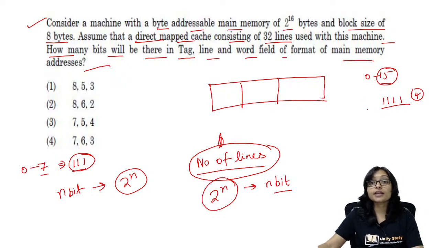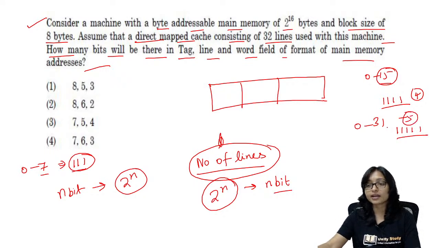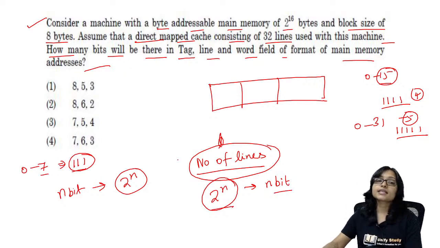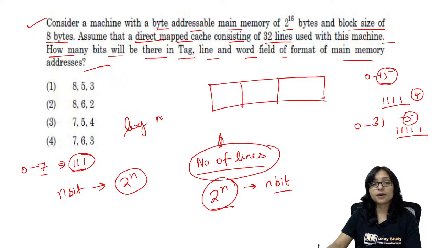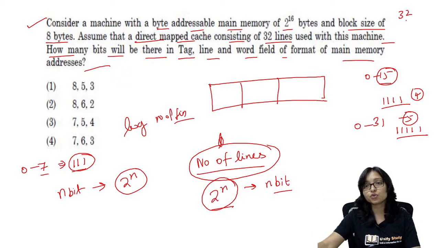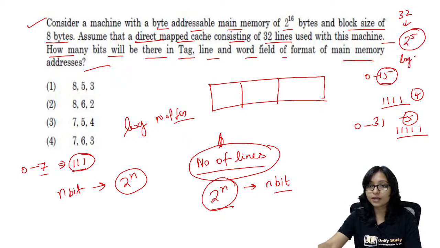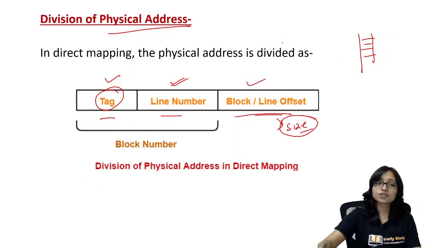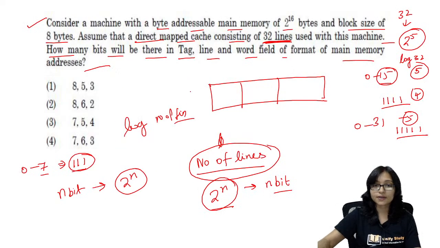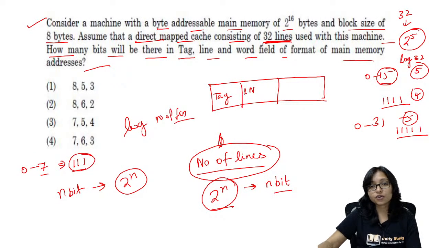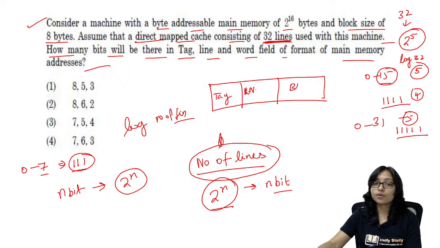And if I need 0 to 31, how many bits will be required? 11111, so 5 bits will be required. The concept is to take the log of the number of lines. How to find the log value? The number of lines was 32. Change it into 2 to the power 5. 32 means 2 to the power 5, so log 32 is 5. So in the address, the structure was tag, then line number, then block size.